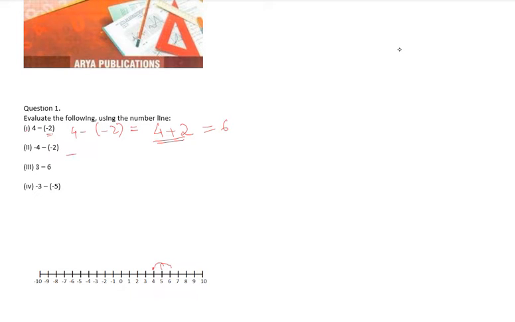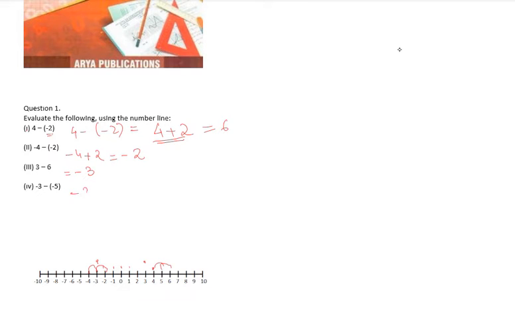The next question is minus 4 minus of minus 2. Again change the sign, so it becomes plus 2. From minus 4 I will start and move 2 units towards the right, so it becomes minus 2. Then 3 minus 6. I am at 3 and I'll move 6 places towards the left. So 1, 2, 3, 4, 5, 6. My answer is minus 3.